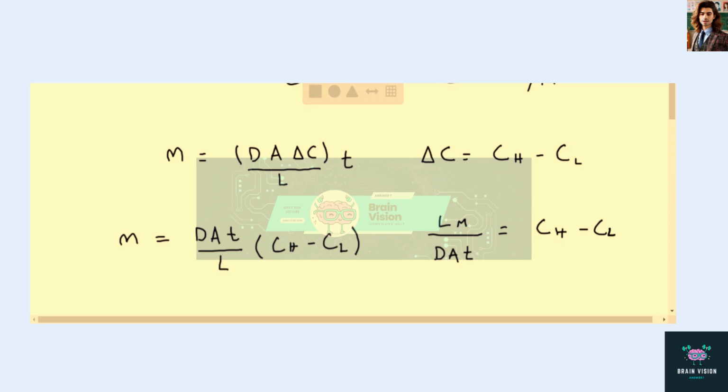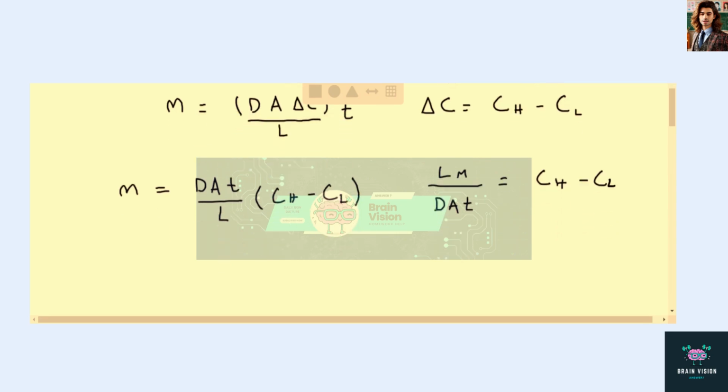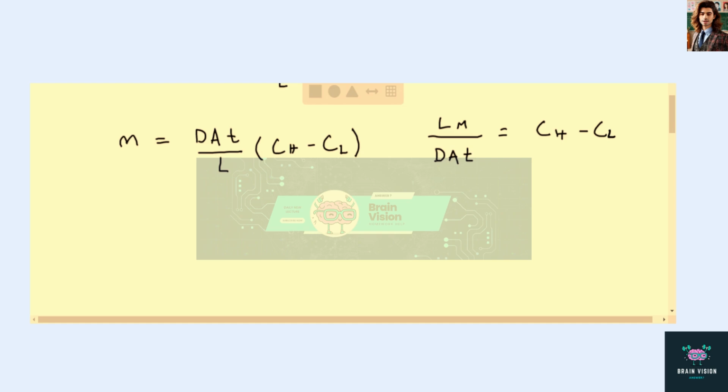And then we want to solve for CL, so I'll add CL to both sides. So we'll have CL plus LM over dAT is equal to CH, and then we'll subtract LM over dAT to the other side. And we would be left with that the concentration on the lower end is equal to the concentration on the higher end minus L times M over dAT.